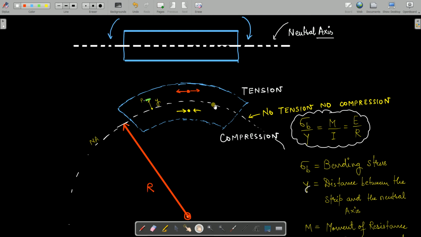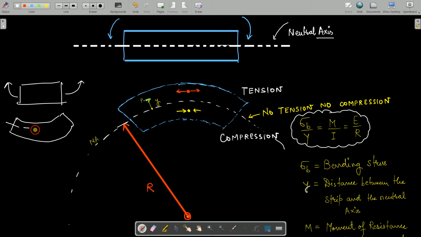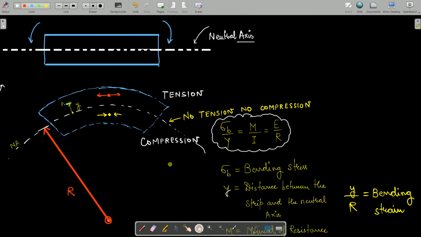If you are bending this body upwards, then what will happen? It will look like this. Now, again you can say that there is no stress, no tension or compression along the neutral axis, but inwards I will have compression and outwards I will have tension. So it depends on which side tension is there and which side compression is there. It totally depends.